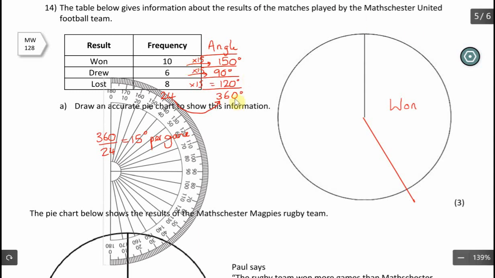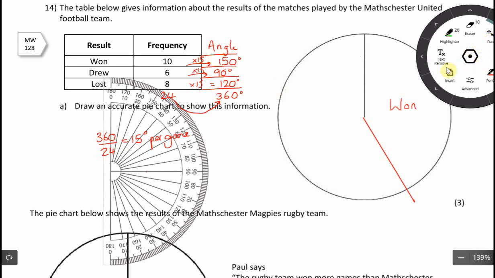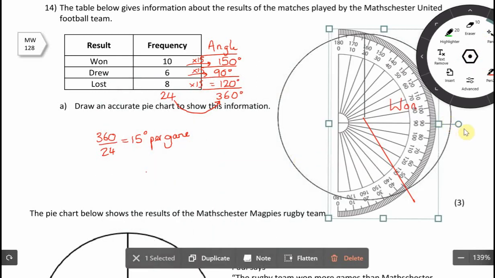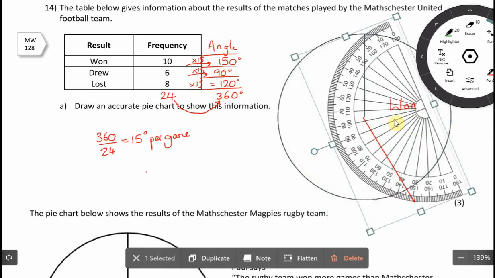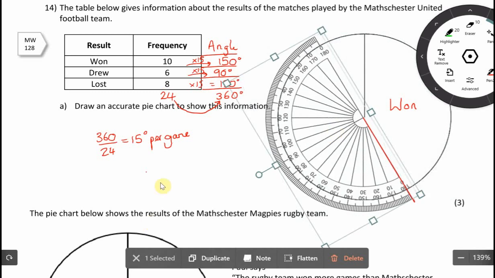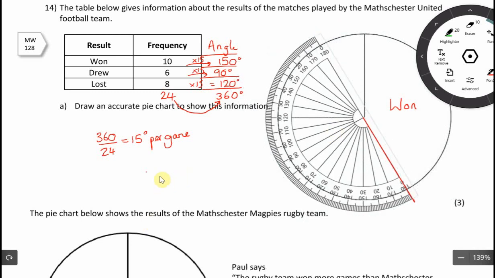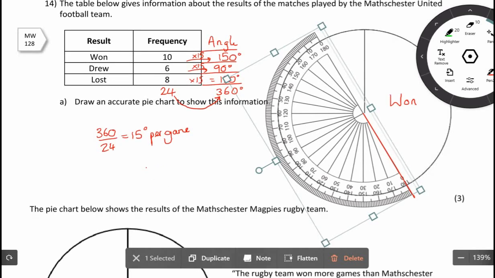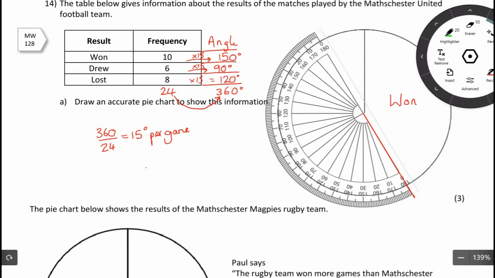The next sector needs to be 90 degrees, but we're going to start from the line we've just drawn. So first thing I need to do, might take a little while I'm afraid, is rotate the protractor so that we can start from the line we've just drawn. This might take a bit of bodging. Okay, so it's all lined up, ready to go, and 90 degrees is the next sector. So I'm going to draw a line at 90 degrees.